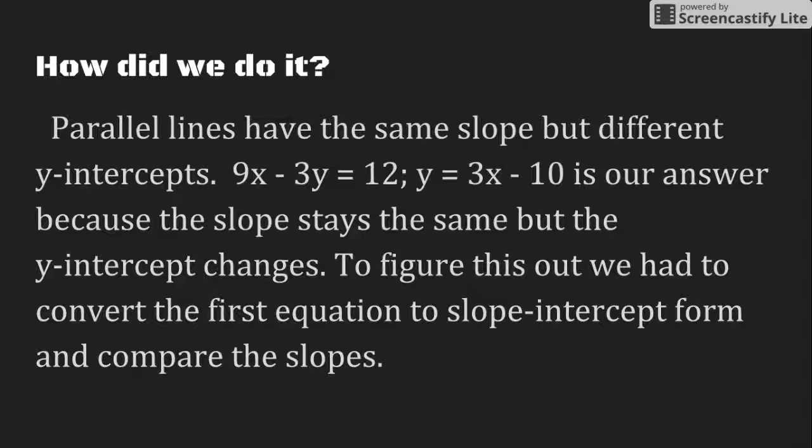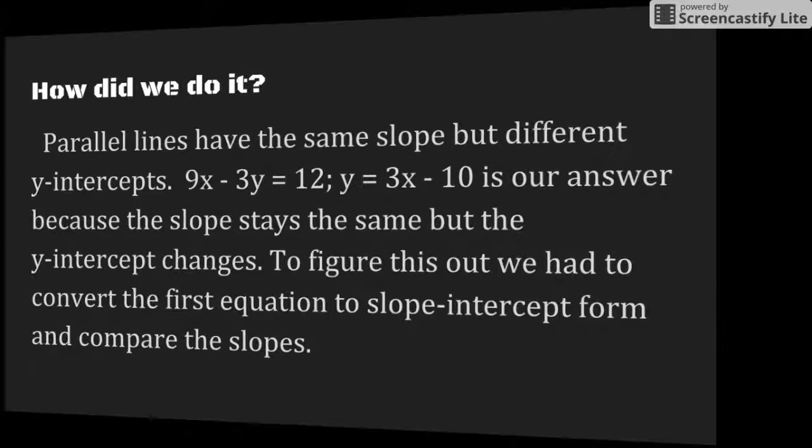All parallel lines have the same slope, but they have different y-intercepts, or else they will be the same lines. 9x minus 3y equals 12, and y equals 3x minus 10 are parallel lines because they have the same slope and different y-intercepts. To figure this out, we had to convert the first equation to slope-intercept form and compare the slopes.